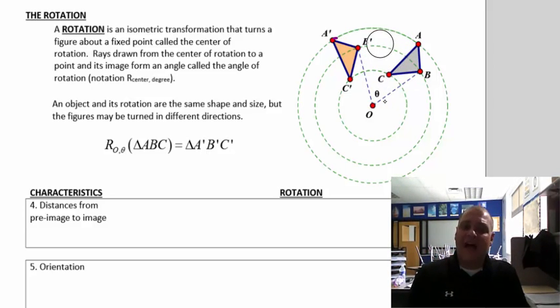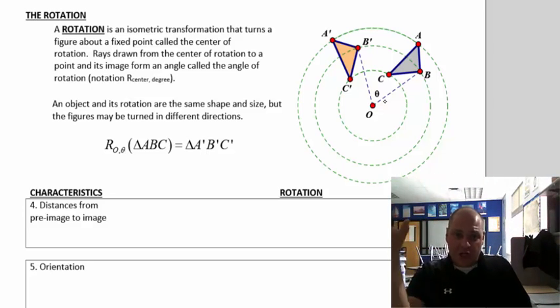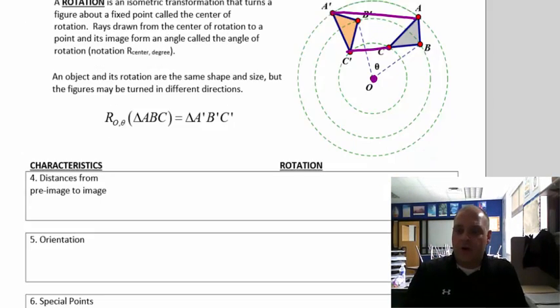So distance is not preserved. We don't necessarily move the same distance. It's the same degree turn, but it's not the same distance. A moved further than C did. You could see it easier with A and C. B is tough to tell, right? But you could tell A moved a lot further than C did because C is closer to the center of rotation. All right? So that's what we're going to put here.